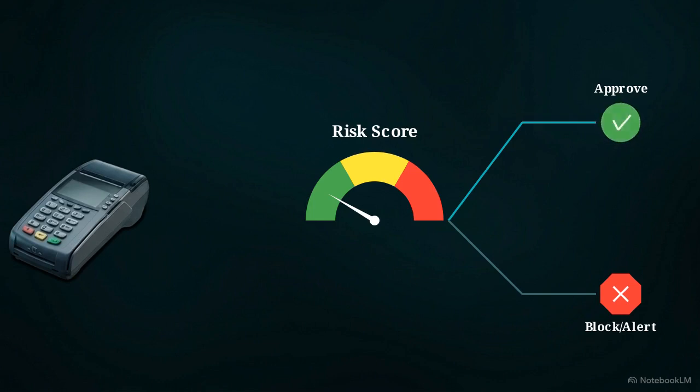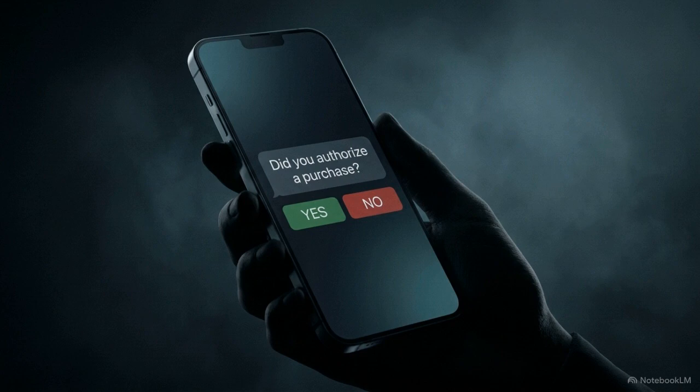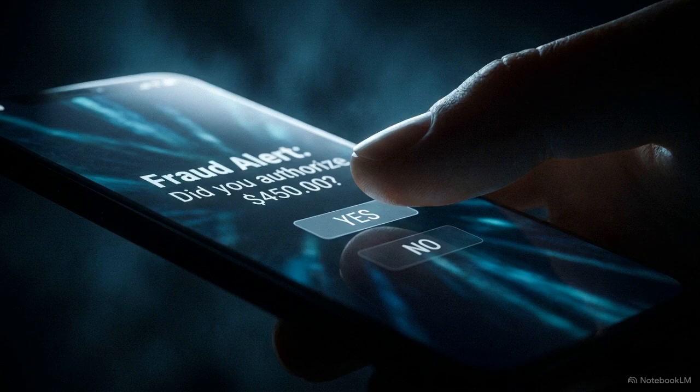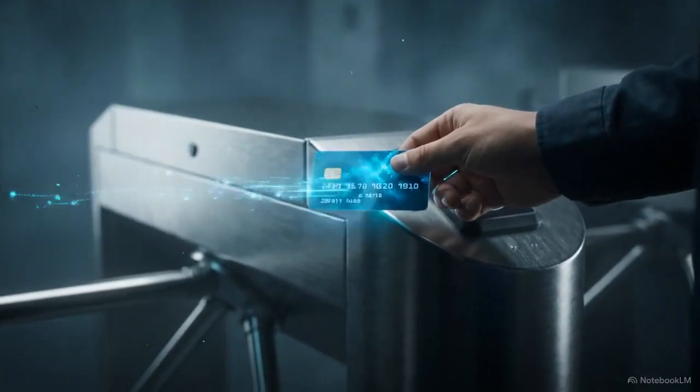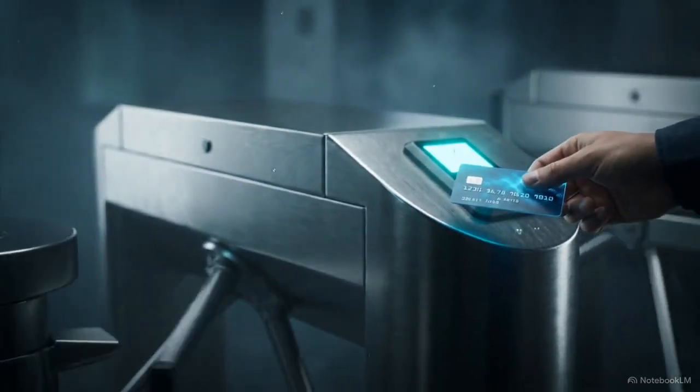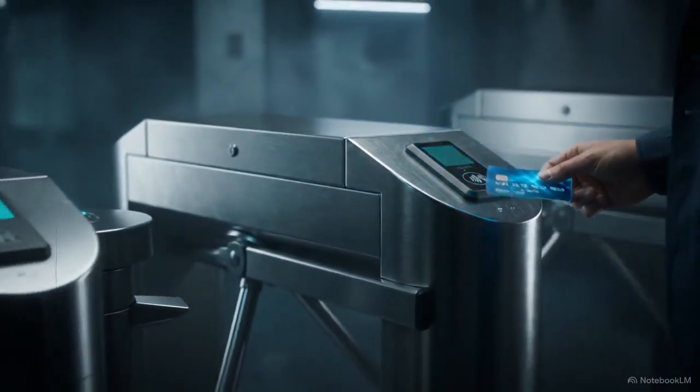Banks have to carefully calibrate these models to solve a specific dilemma. They want to catch thieves, but they also want to avoid false positives, blocking a legitimate customer from buying dinner because the model mistakenly flagged a normal transaction. When the system detects a potential issue, it often reaches out for human verification. That automated text message asking if you authorized a recent purchase is anomaly detection directly interacting with you in the real world. Safely tapping a card anywhere in the world relies entirely on these anomaly detection models running invisibly at high speed in the background.